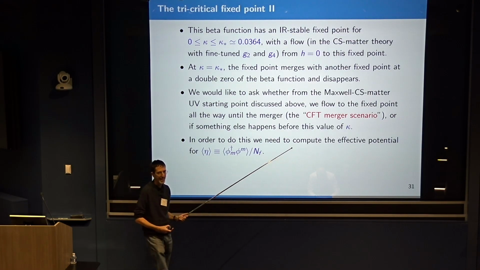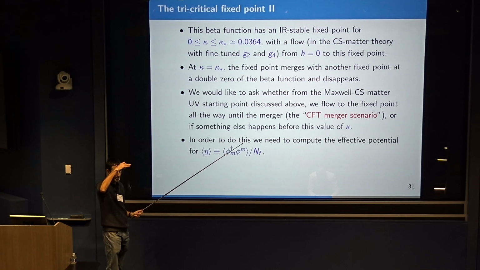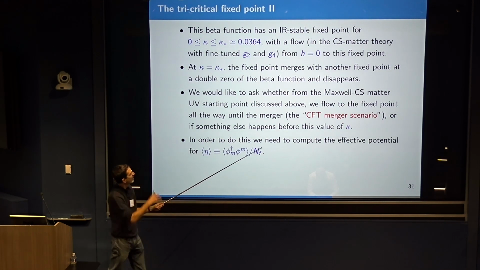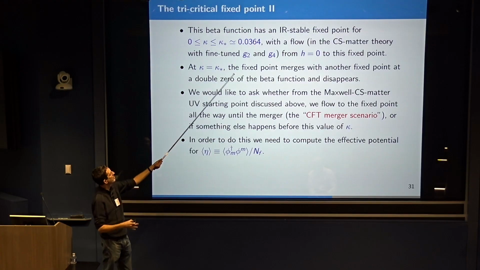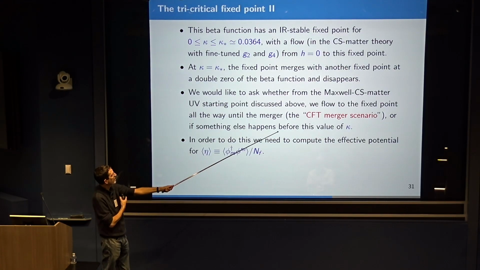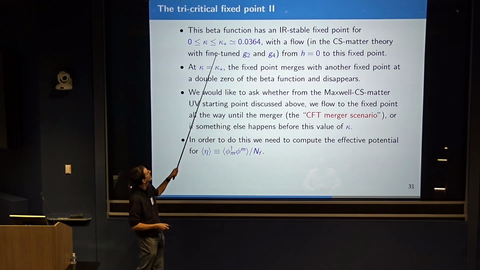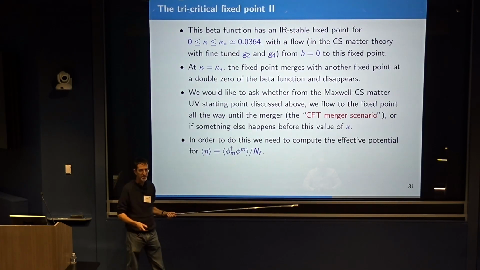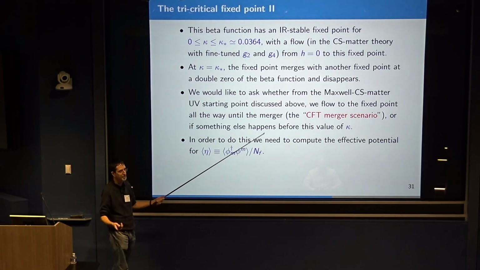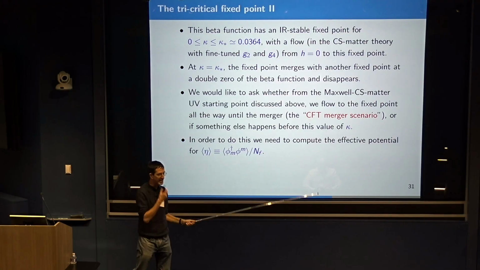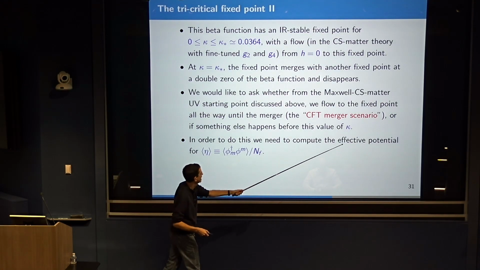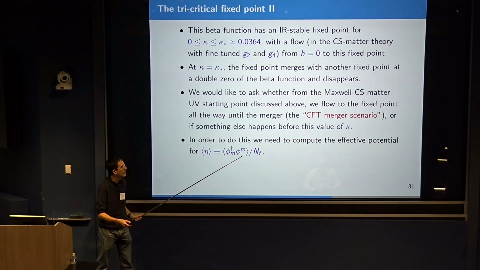And our question is, again, if we start from this very specific high energy theory, which is just this free Maxwell Chern-Simons matter theory, when we start from that theory and vary this parameter kappa, do we continue flowing to this fixed point all the way until it merges with another fixed point, which is what we call this CFT merger scenario, or do we have one of the other scenarios? So to check that, again, we have to carefully follow these RG flows in the full theory, and we also need to compute the effective potential for this operator.